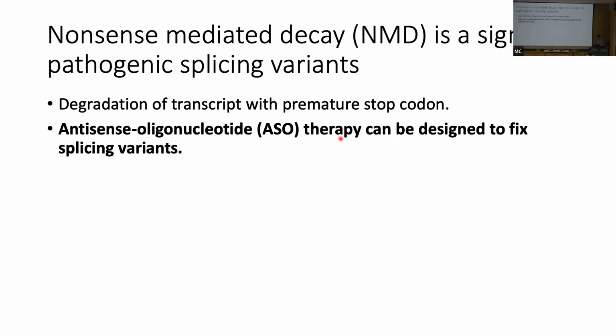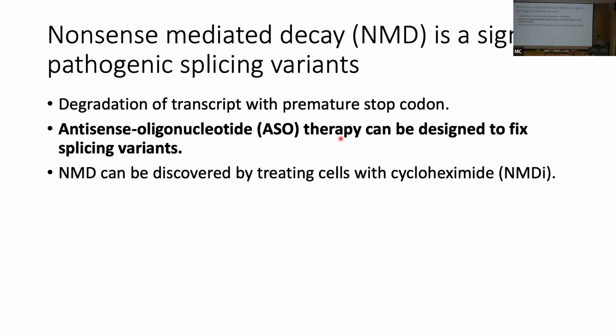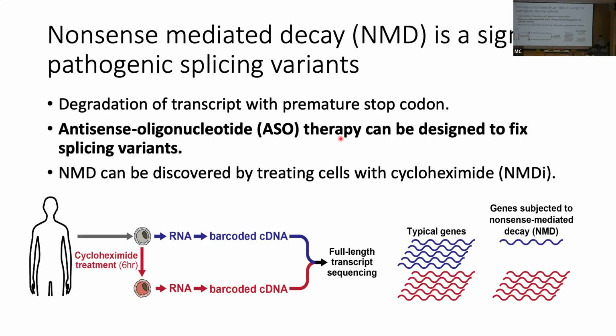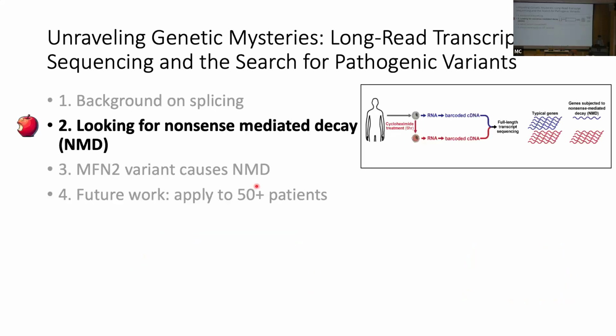In order for us to find nonsense-mediated decay, we do RNA sequencing after treating patients with this chemical called cycloheximide. This is a little bit too technical, so I'm not going to go into it, but just trust me that it works. If we treat with cycloheximide, we're going to find nonsense-mediated decay. So I just explained our general experimental design.